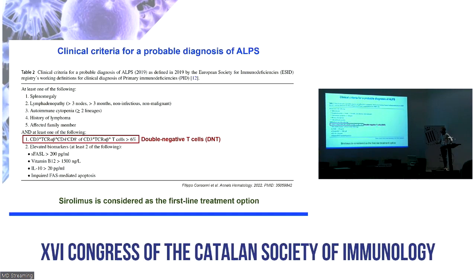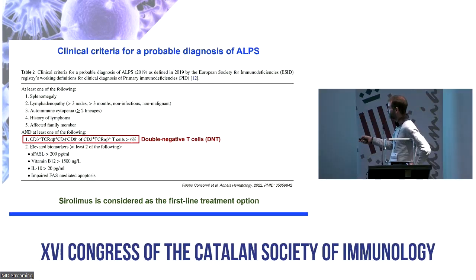So these are the clinical criteria. This is the last update published by the European Society for Immunodeficiencies, and you can see splenomegaly, lymphadenopathy, and autoimmune cytopenias as the main clinical manifestations, and then there are other laboratory markers, and typically there is accumulation of CD3 positive, TCR alpha beta positive, CD4 and CD8 negative T cells. So to make it simple, these are conventional lymphocytes, but they are double negative, so we call them double negative T cells.